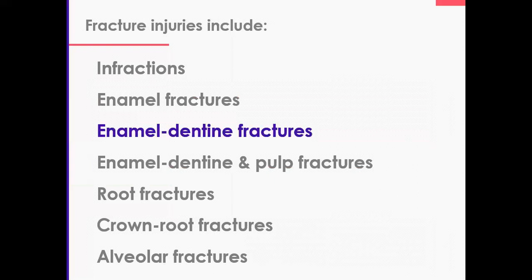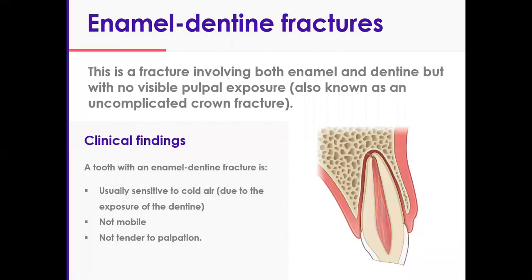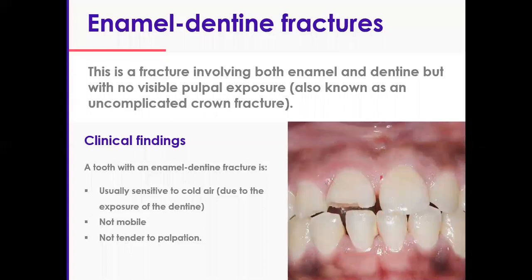as enamel-dentine fractures. These fractures are also known, as I said, uncomplicated crown fractures, as they do not involve the pulp. They involve both enamel and dentine, but no visible pulp exposure can be seen, okay? Patients usually complain of sensitivity to cold as the dentine is exposed. They are not mobile and are not tender to percussion. If you detect mobility and tenderness, think luxation, okay? Which we will cover obviously next week.